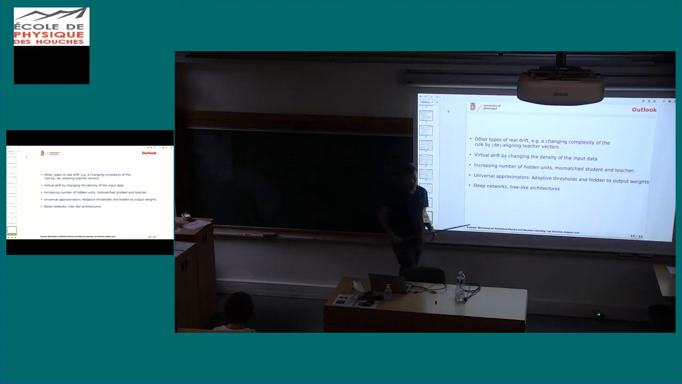But in the future, we would like to study also other types of real drift in the teacher. So when teacher factors align, for example, making the rule less complex, or de-align, making them more complex. But also we would like to study virtual drift by changing the density of inputs. And I think the hidden manifold model is potentially a good candidate for that.